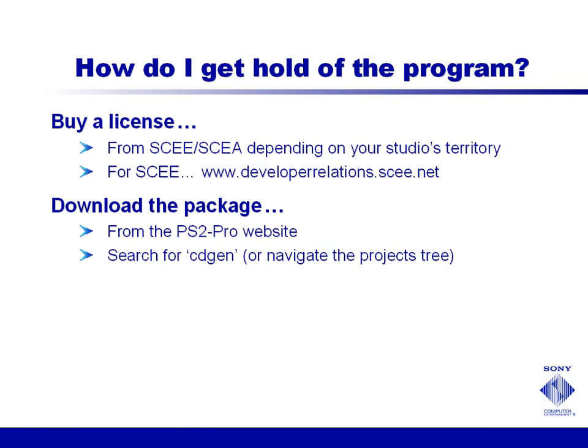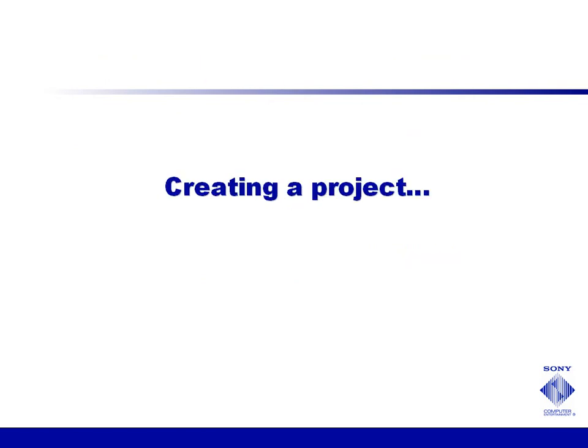To get hold of CD-gen, you have to first buy a license from SCEE or SCEA depending on your studio's territory. Then you must download the package from the PS2 Pro website, search for it or navigate the project trees to find it. One license entitles you to all future releases. Let's start by using CD-gen to create a project.